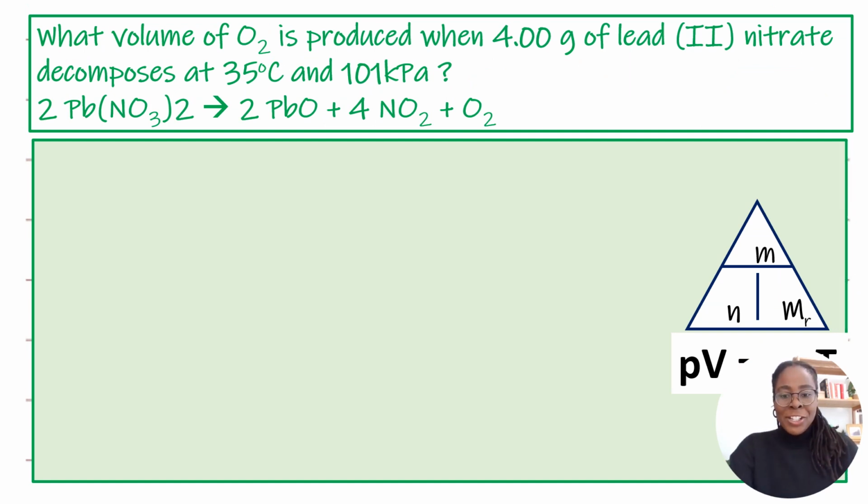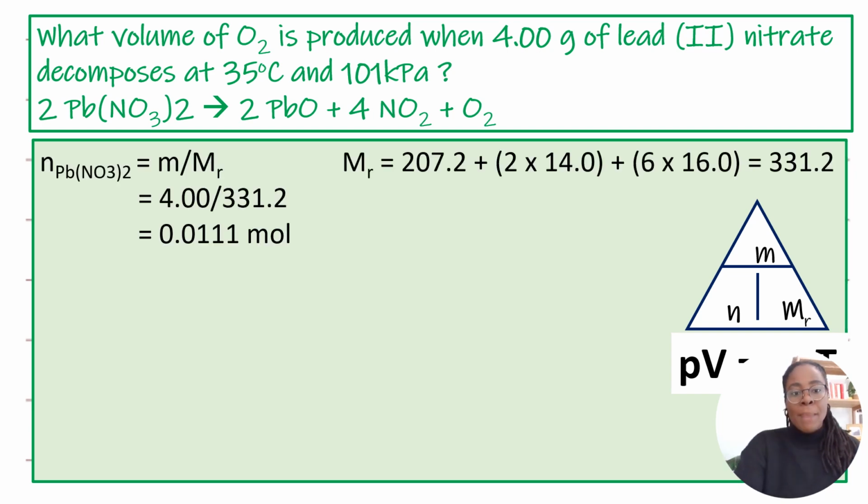For our last question, a bit more involved, what volume of O2 is produced when 4.00 grams of lead-2 nitrate decomposes at 35 degrees C and 101 kilopascals? So we're given the mass for the lead nitrate, so we can calculate the moles for that as mass over Mr, which gives us 0.0111 moles.